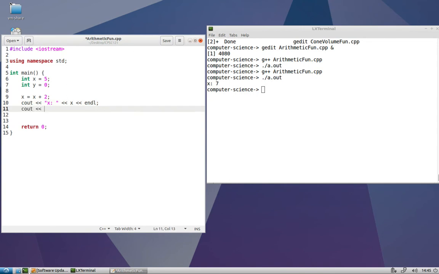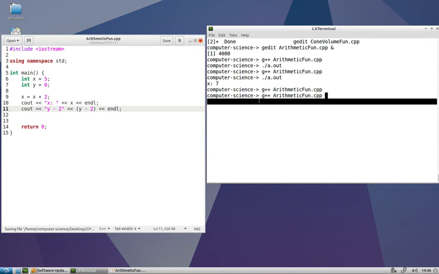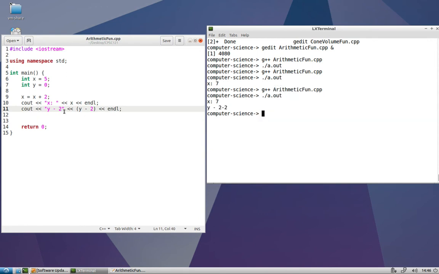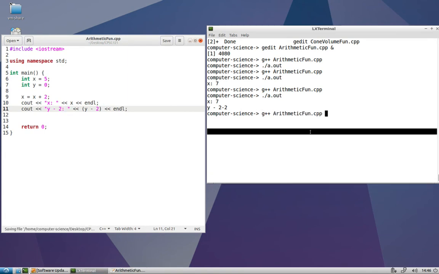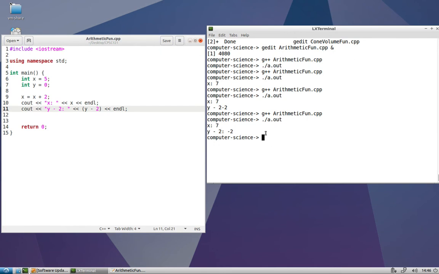This time, let's not update memory. Let's just print out maybe like y minus 2. We'll use parentheses to group this arithmetic together. We get y minus 2, and it would be good to put in a little divider there. y minus 2 is minus 2. 0 minus 2 is minus 2. There's no assignment on line 11, so this doesn't update anything in memory.